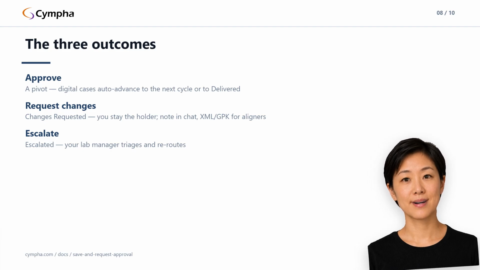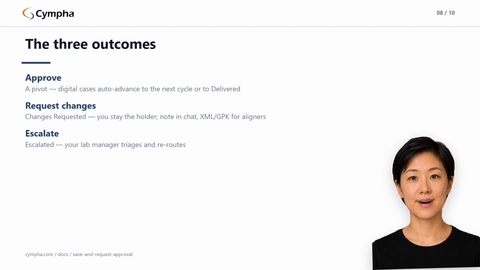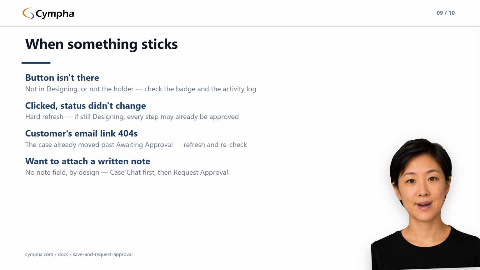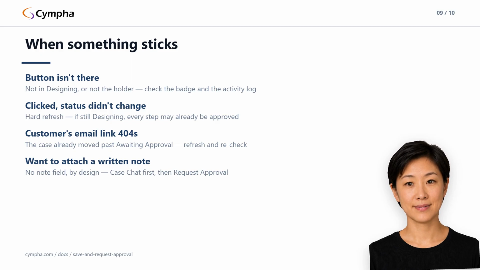They request changes, the case bounces to changes requested, rose badge, and you stay the holder, not a generic queue. The doctor's note shows up in chat, and for AlignerBot and Clear Aligner AI cases, the structured revision file, the XML or replacement transfer pack, lands in the files panel. They escalate, the case flips to escalated, red badge, and the holder transfers to your lab manager, who triages and either sends it back with notes or reassigns. 2 of those 3 end with you designing again, which is normal, and exactly what the next lecture covers.